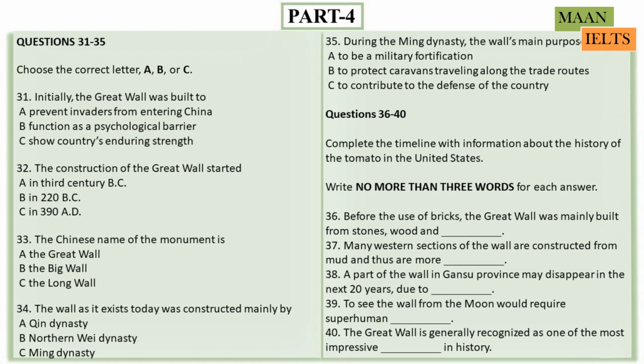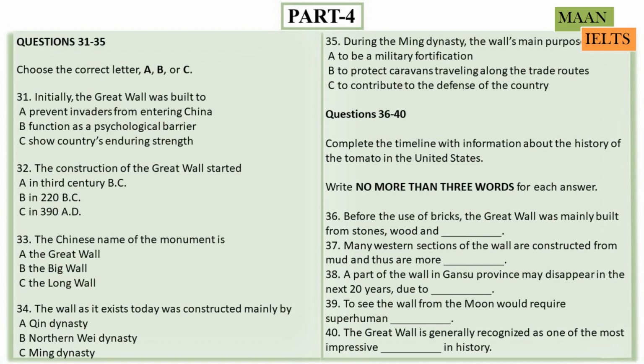Before the use of bricks, the Great Wall was mainly built from stones, wood, and rammed earth. However, during the Ming dynasty, bricks were heavily used in many areas of the wall. The size and weight of the bricks made them easier to work with than earth and stone, so construction quickened. Additionally, bricks could bear more weight and endure better than earth and wood. But many western sections of the wall are constructed from mud, and thus are more susceptible to erosion. That's why in many locations the Great Wall is in disrepair.